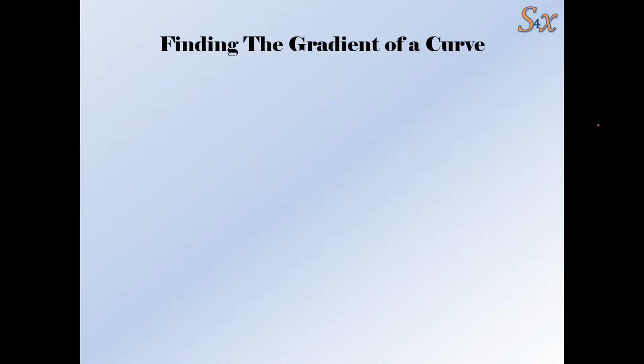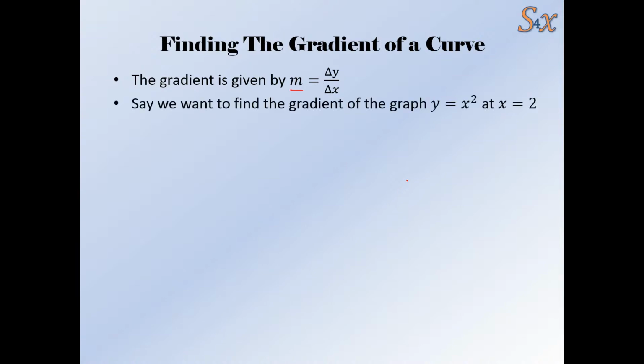Okay, so how do we find the gradient of a curve? Well, if we remember the gradient, which we call m quite often from y equals mx plus c, it's the change in y over the change in x. Okay, that's how we figure out the gradient. If we look at a graph, the change in the y coordinate over the change in the x coordinate is how steep that curve is. Okay, so let's take an example. Say we want to find the gradient of y equals x squared at the point x equals 2.